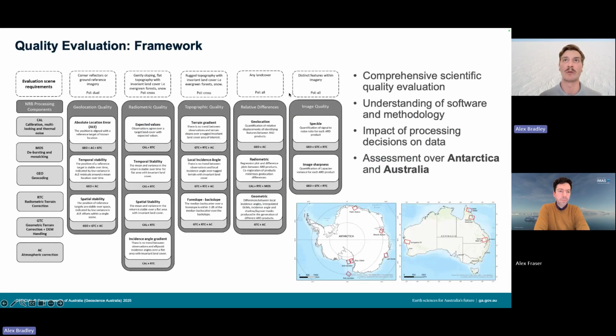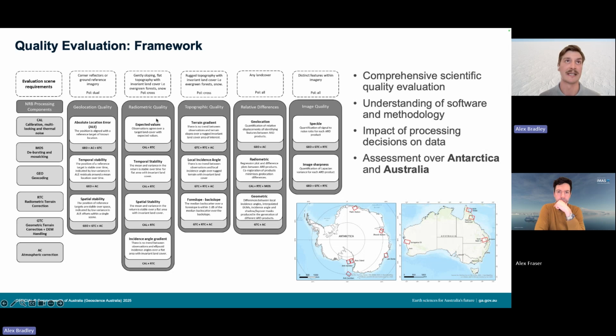So essentially what we wanted to do was assess the products that we got from these three processes. I won't go into too much detail on everything on this slide, but the way we did that was through building what we called a quality framework. And really what we're doing here is understanding the quality of the products that come out of these processes across a whole host of different things.